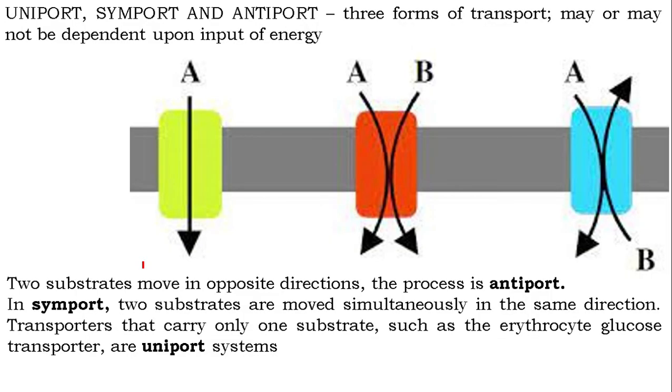And in your higher secondary classes, you have studied three types of transportation: uniport, symport, and antiport. Here is a diagrammatic representation of the same thing.